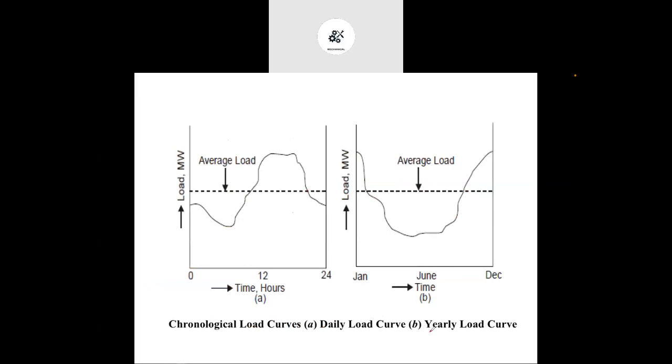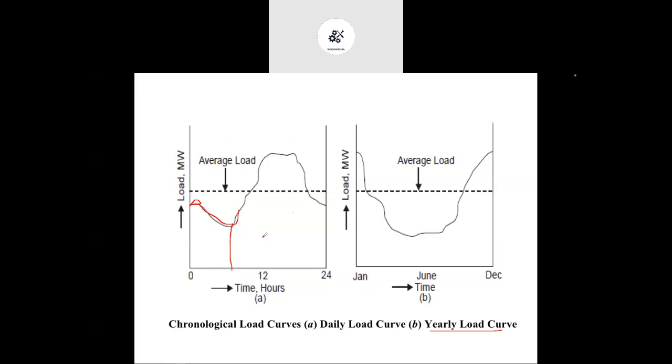Okay, so this is the load curve. Typically, it is a type of load curve. First one is the daily load curve. Second one is the yearly load curve. You can see here, as we can see in the daily load curve, at midnight we require less energy. As we move through the night time, the energy consumption has decreased.